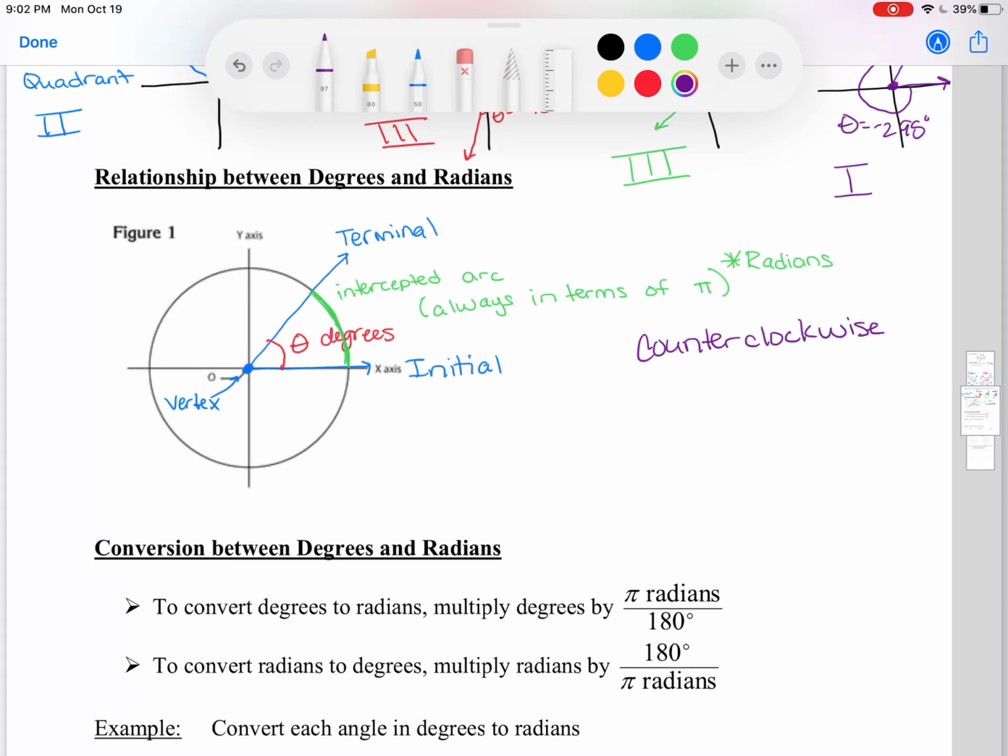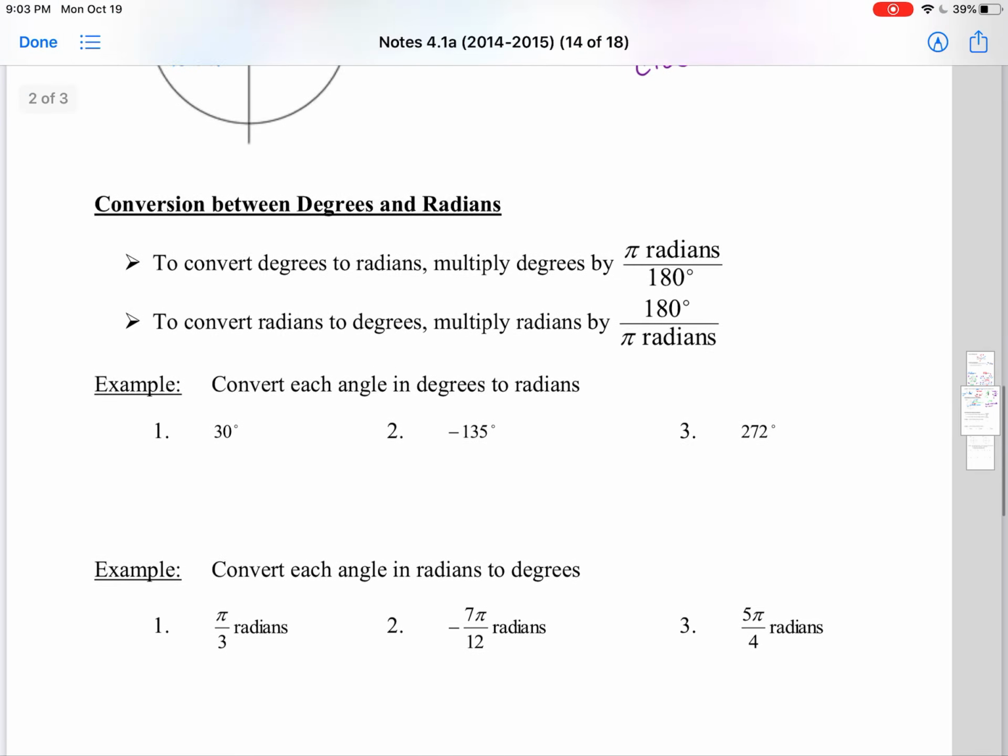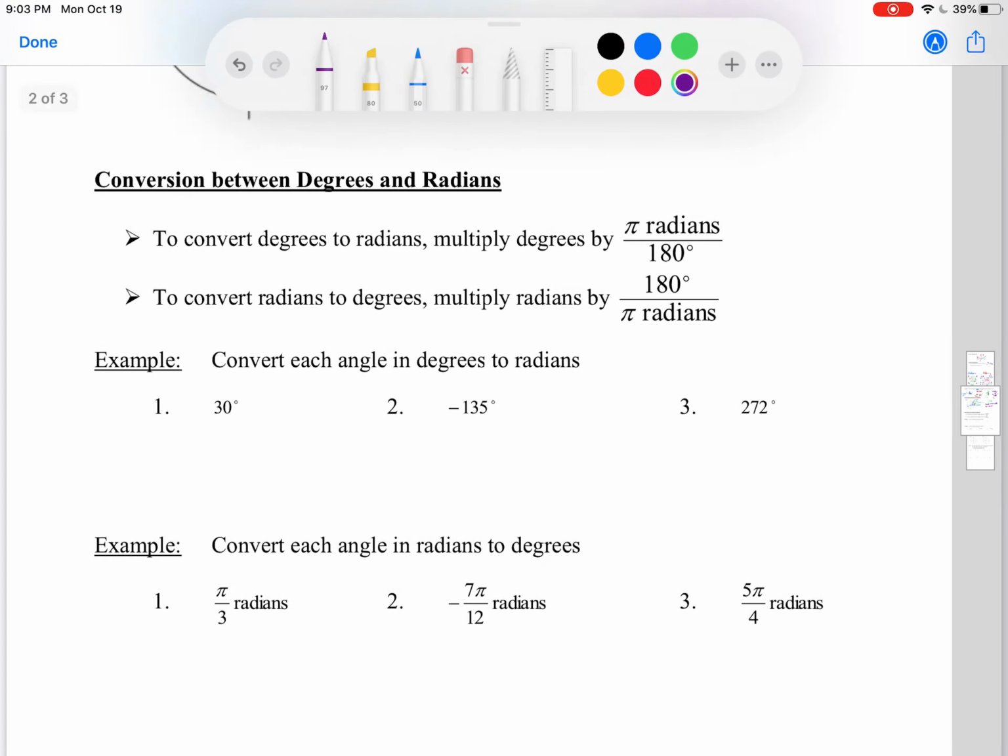And the same rules apply. If I went counterclockwise, that means that my radian value had to be positive. My arc is going to be positive. But if I went clockwise, then my radian value would be negative. It's the same exact thing as your degrees. If your degrees were negative, you're going to draw your angle clockwise. And if your degrees were positive, you would draw your angle counterclockwise.